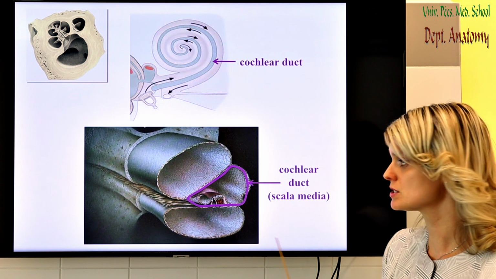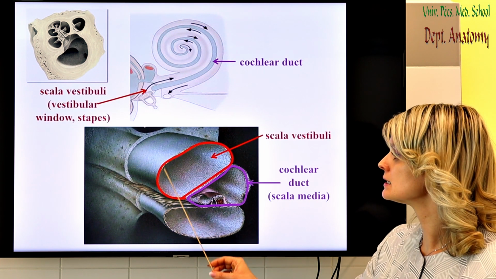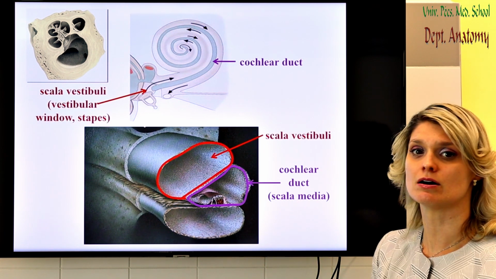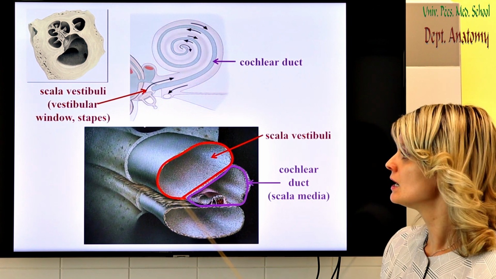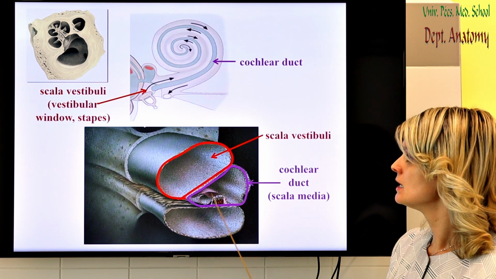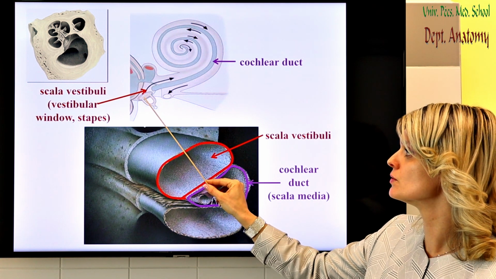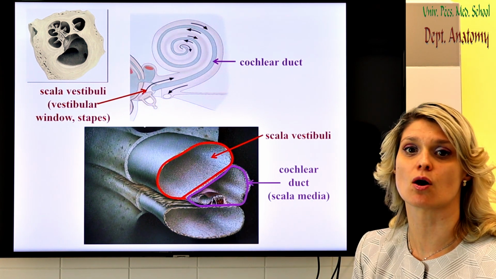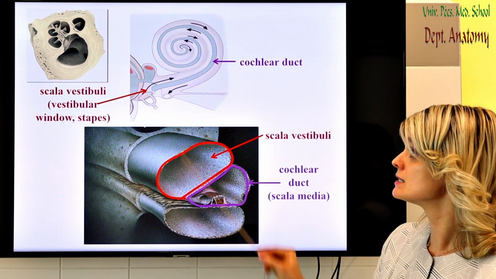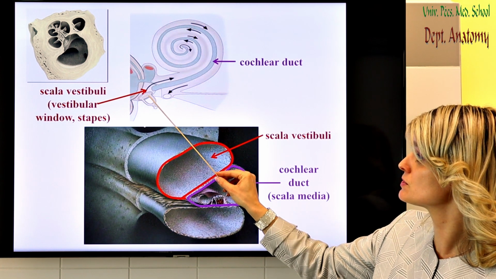This is what I mentioned. The upper part is called the scala vestibuli. The scala vestibuli will form a connection with the vestibular window where the base of the stapes is fixed. So this is how the stapes will move.